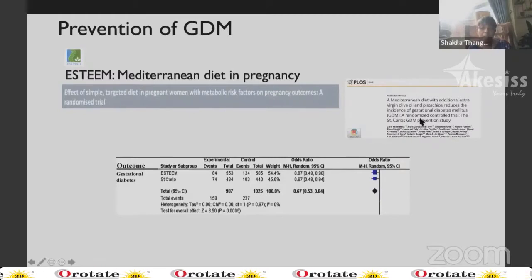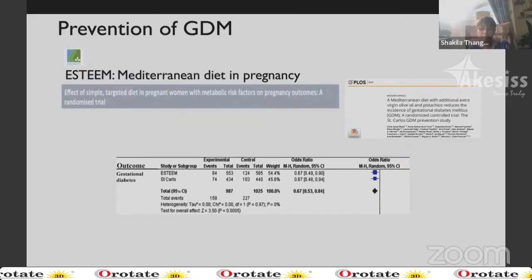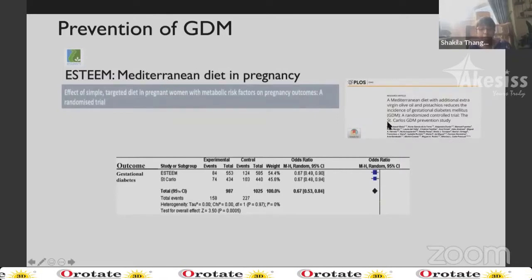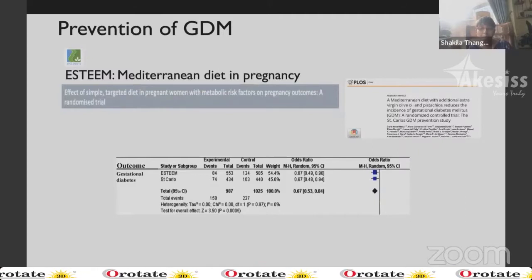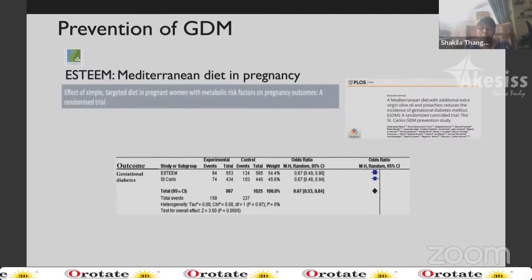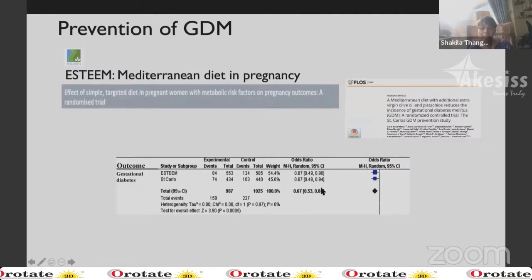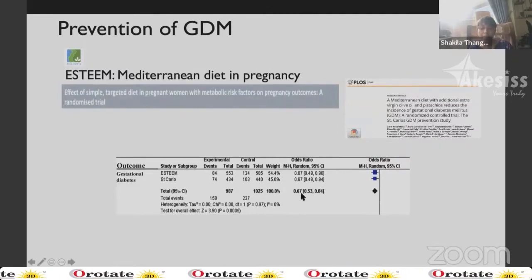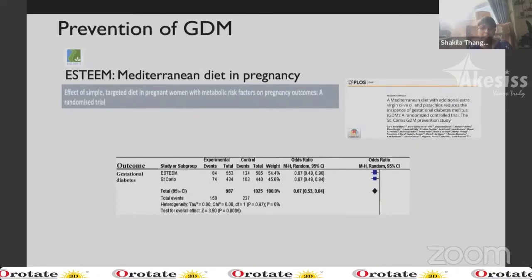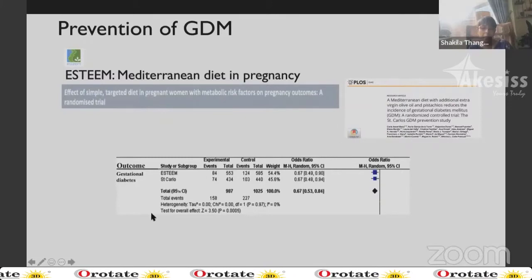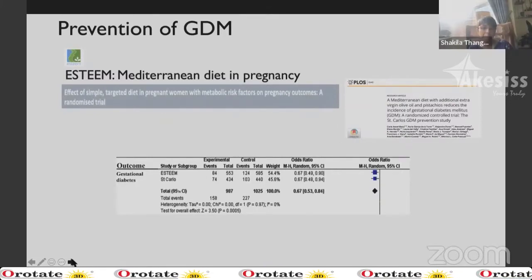And another trial was running simultaneously in Spain at the same time in St. Carlos team. And this was predominantly a Caucasian population. What's interesting is they also used a similar intervention and found exactly a similar reduction in gestational diabetes. And we combined the two studies together. You can see this is a massive reduction, a 33% reduction in gestational diabetes. So it is possible to prevent our mothers from developing gestational diabetes in pregnancy.